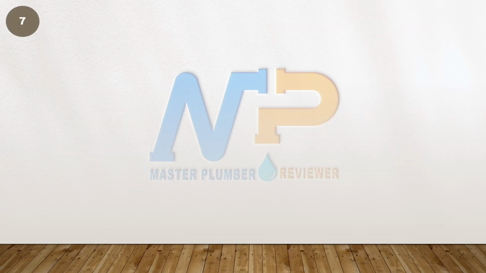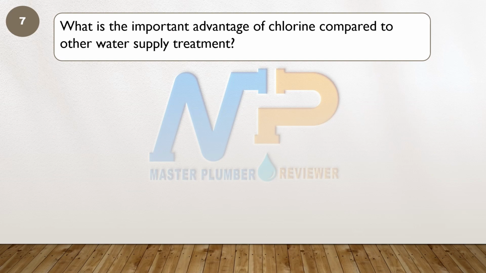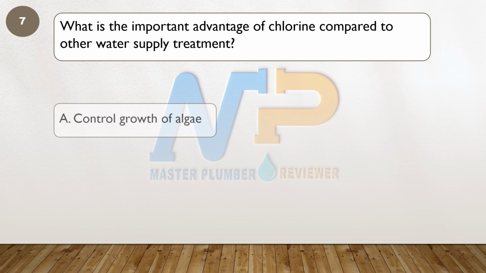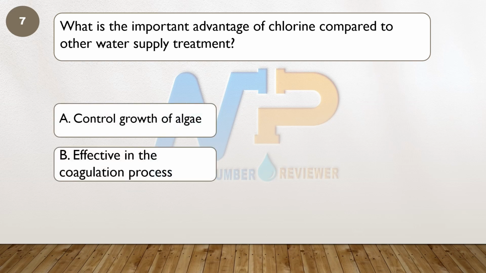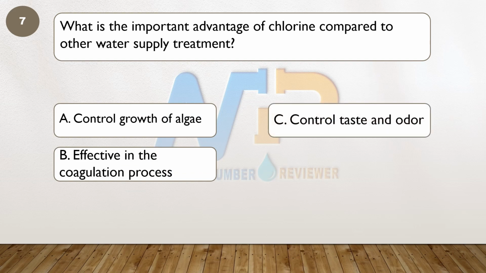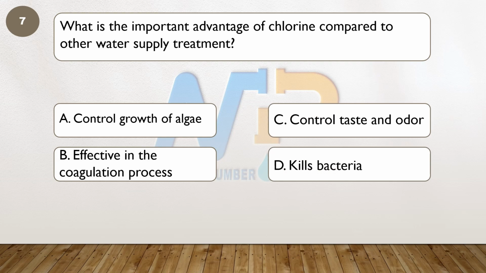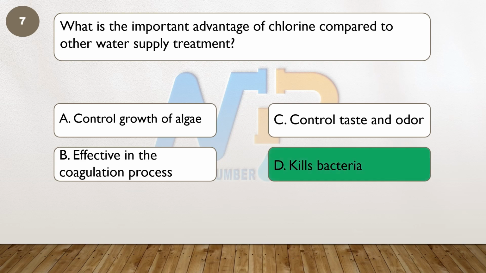Number 7. What is the important advantage of chlorine compared to other water supply treatment? A. Control growth of algae. B. Effective in the coagulation process. C. Control taste and odor. D. Kills bacteria. The answer. It's D. Kills bacteria.